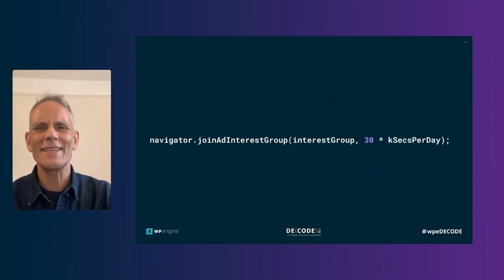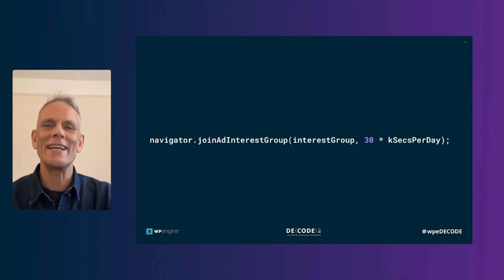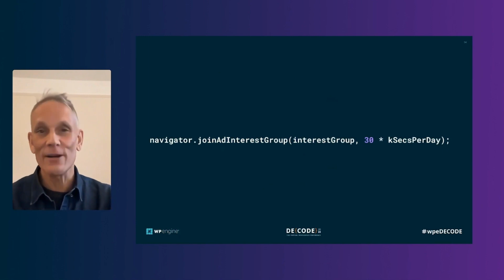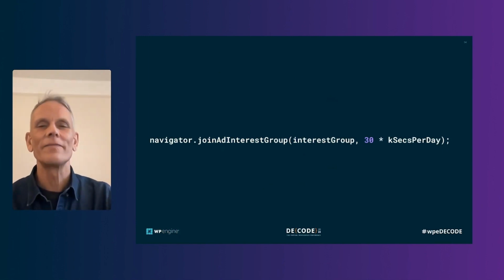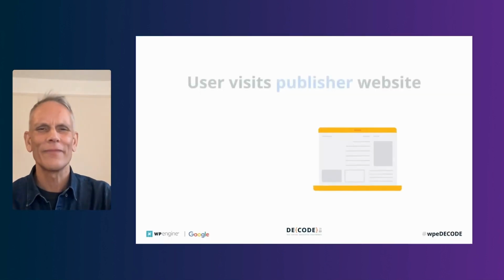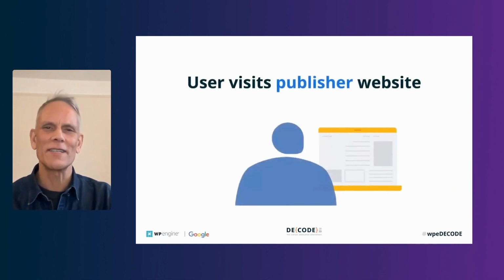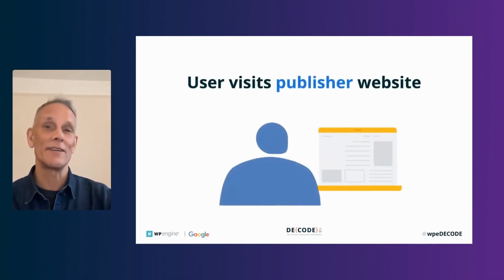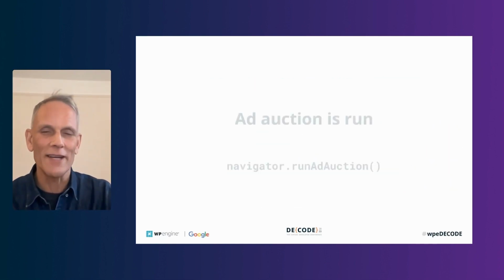The shoe store's ad tech platform calls joinAdInterestGroup to ask the user's browser to join their trail running shoe interest group using that configuration that I just showed you. The second parameter specifies the duration of the interest group, which is capped at 30 days. Now the user visits a site that publishes ads, in this example, a news website.